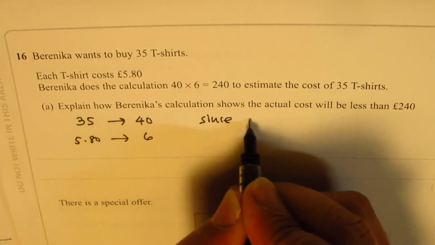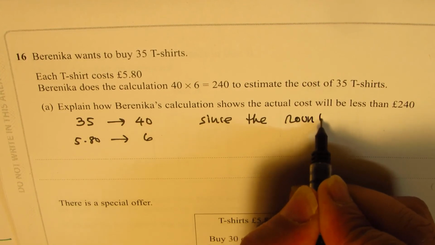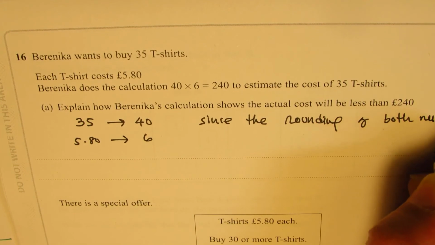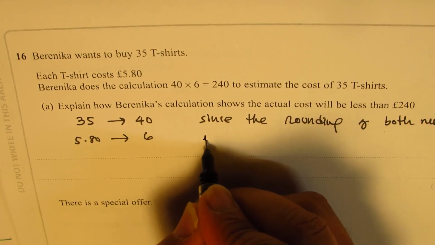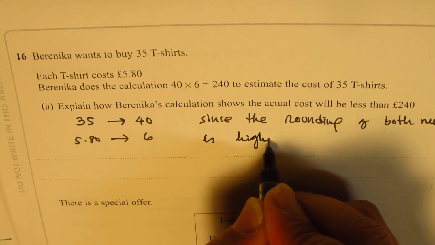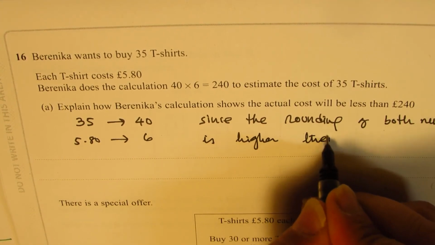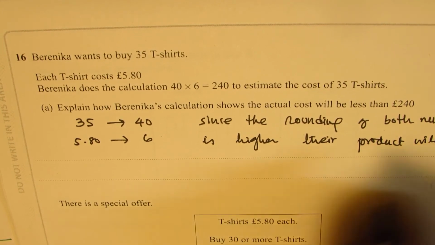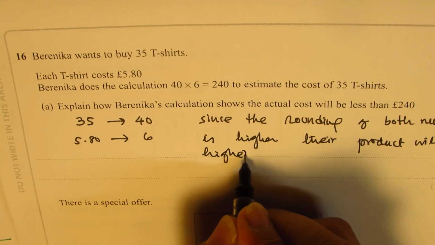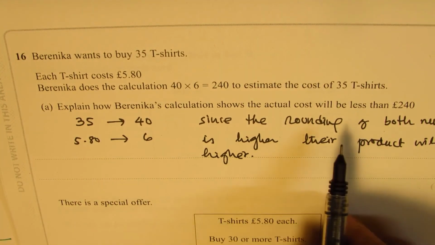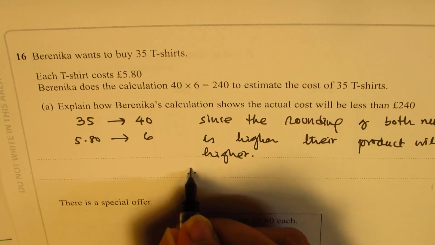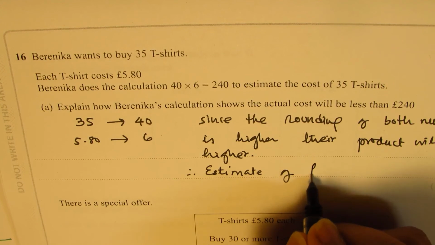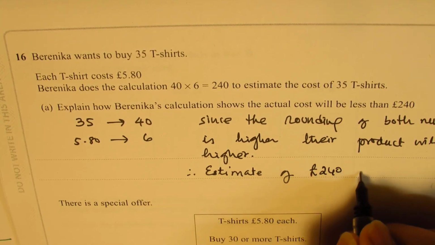Since the rounding of both numbers is higher, their product will be higher. Correct? So that is the reason why the estimate is higher. Therefore, the estimate of 240 is higher.